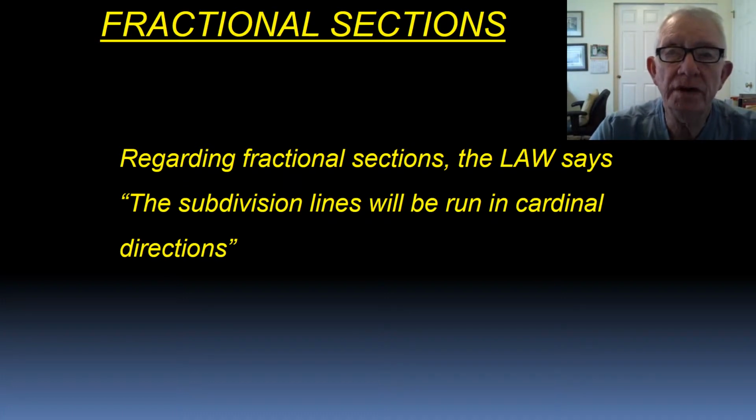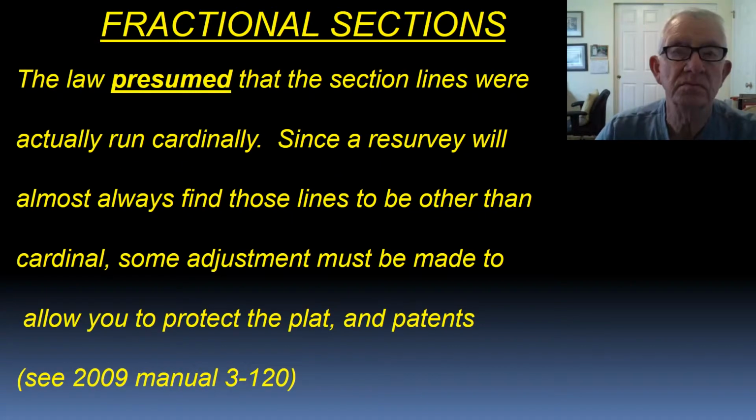Now, regarding fractional sections, the law states that the subdivision lines will be run in cardinal directions. Now, we know cardinal directions are true north, south, east, and west. Now, the law presumed that the section lines were actually run cardinally, and we all know that they were parallel with the east township line. Since a resurvey will almost always find those lines out to be other than the cardinal, some adjustments have to be made to allow you to protect the plat and the patents.